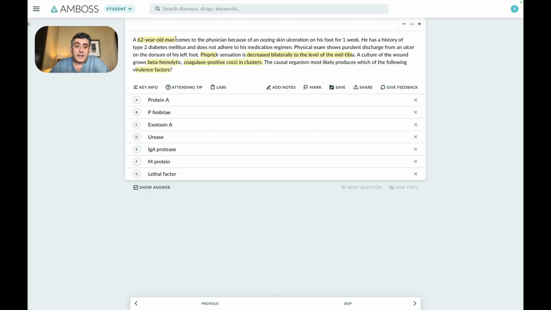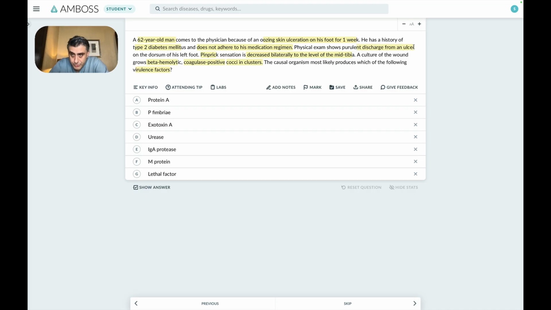A 62-year-old man comes to the physician because of oozing skin ulcerations on his foot for 1 week. He has a history of type 2 diabetes and does not adhere to the medication regimen. So when they mention that he's not adhering to the medication, he hasn't checked his HbA1c, they're just saying, hey, it's not controlled, and because of that, there's going to be complications, right? So now you think about a diabetic person, peripheral neuropathy, issues with ulcerations, what kind of organism is usually the cause of these kind of infections, right? So a physical exam shows purulent discharge from an ulcer on the dorsum of the left foot.